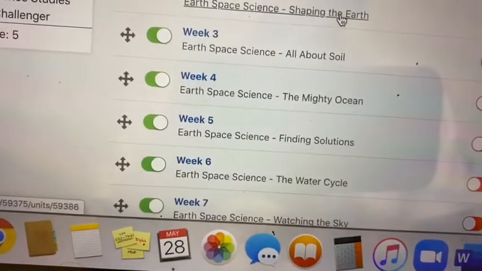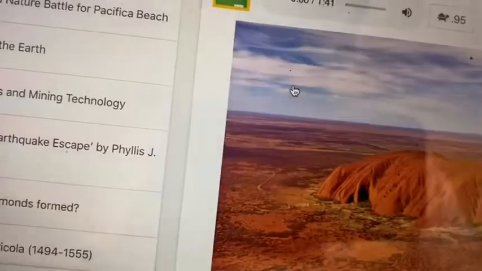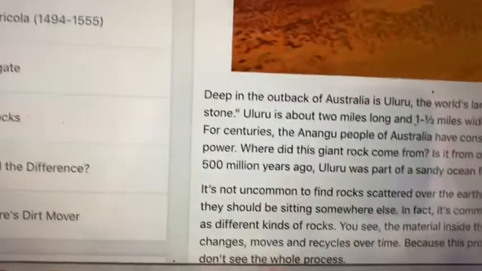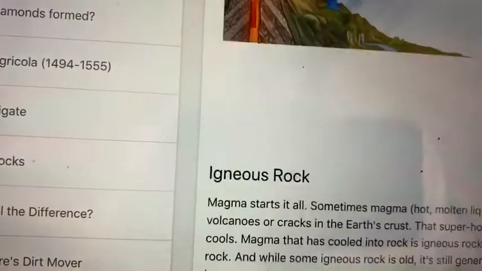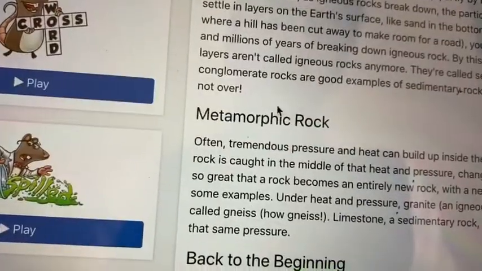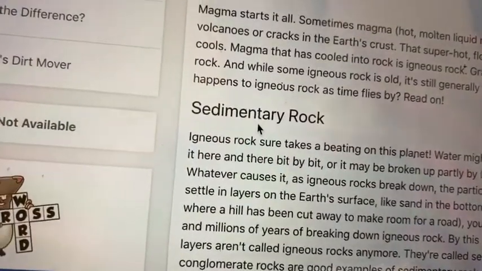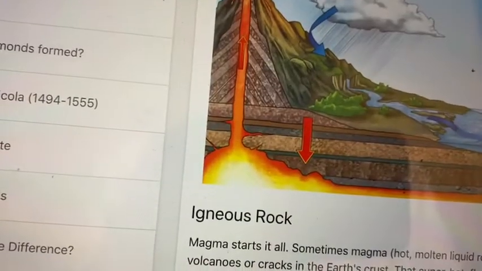So you're learning about, here, let's go down to your science page. We are now on week 2 of space science. So we're on shaping the Earth, okay? And so this time we're learning about 3 different types of rocks: igneous, sedimentary, and metamorphic rock, okay? So after yesterday, you should have read all of this.